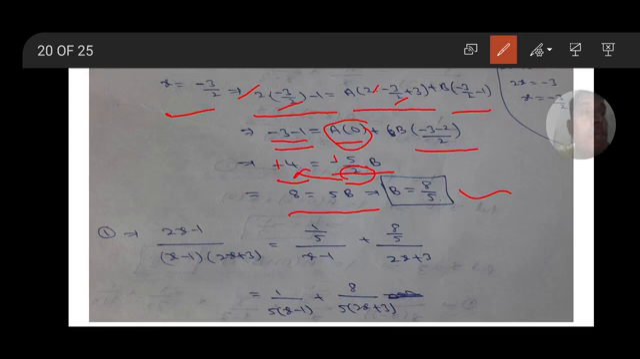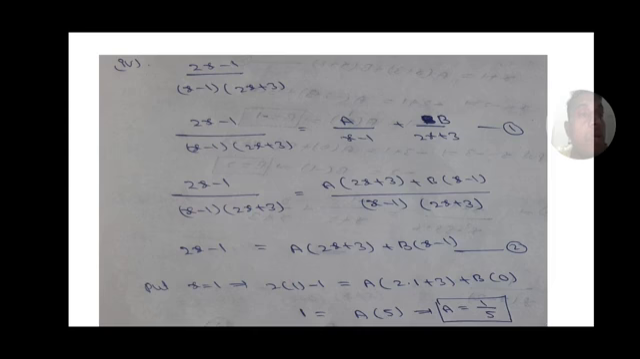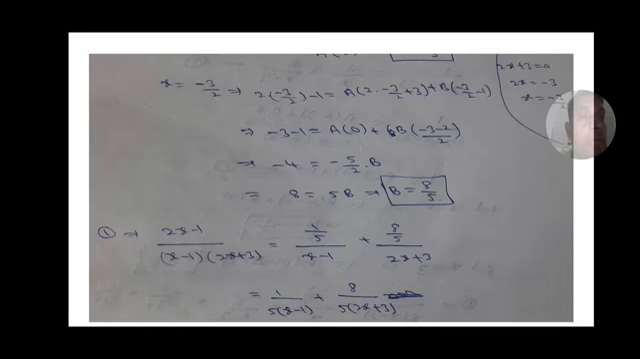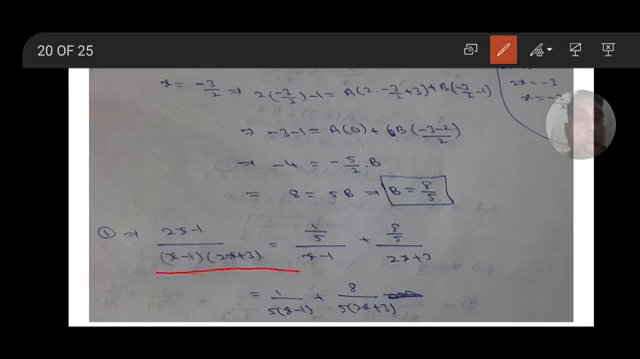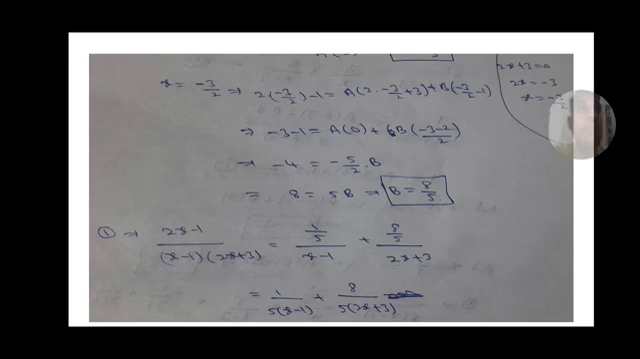So substitute this b value and a value, a equal to 1 by 5, b equal to 8 by 5, in the equation 1. We get the answer: 2x minus 1 by x minus 1 into 2x plus 3 equal to 1 by 5 into x minus 1 plus 8 by 5 into x plus 3. After simplification, 5 comes in the denominator, here also 5 comes in the denominator, that is, the answer is 1 by 5 into x minus 1 plus 8 by 5 into 2x plus 3. Let us move to the next problem.